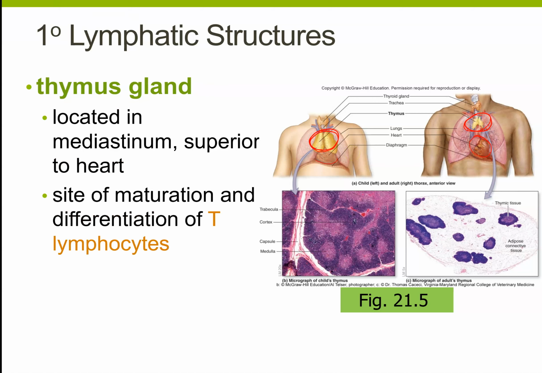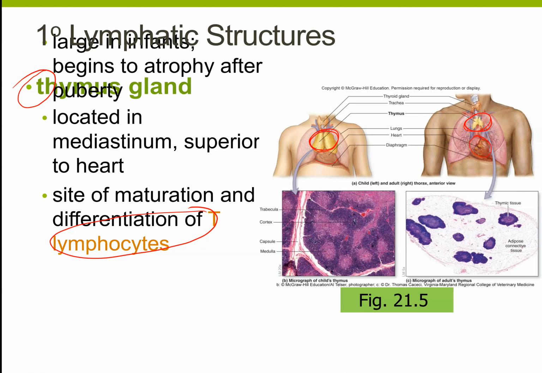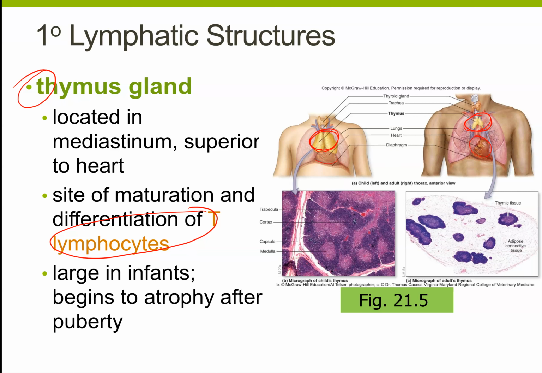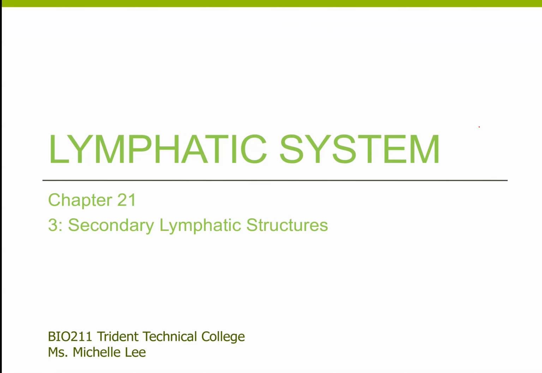So this is where your T lymphocytes are going to go and mature. Well, not necessarily activated, but mature, differentiated T cells. So again, that's where that T comes from in the T lymphocyte name. Again, so big in kids, it begins to atrophy about the age of puberty. And we still have it as an adult, but it's really, really small.